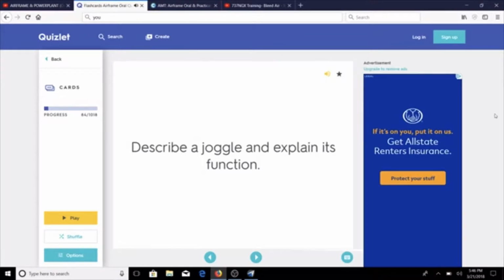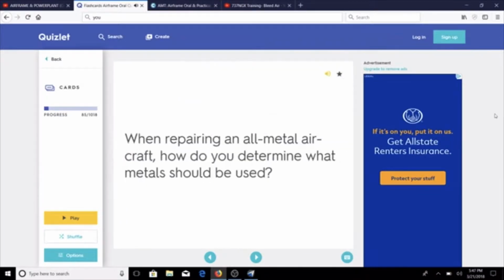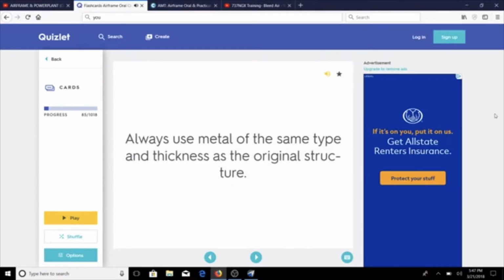Describe a joggle and explain its function. A joggle is an offset formed at an intersection of 2 or more sheets of metal to allow the multiple sheets to be stacked flat against each other. When repairing an all-metal aircraft, how do you determine what metals should be used? Always use metal of the same type and thickness as the original structure.